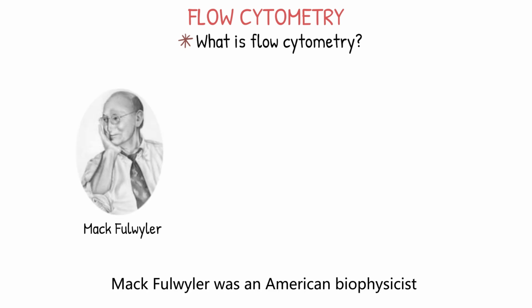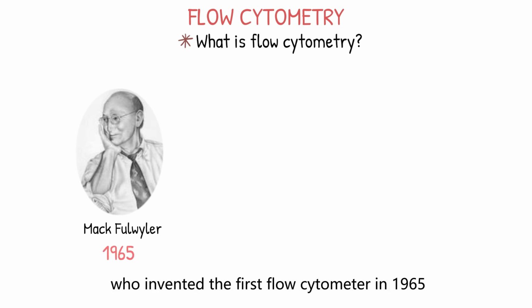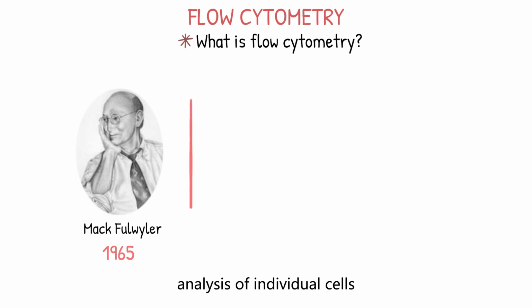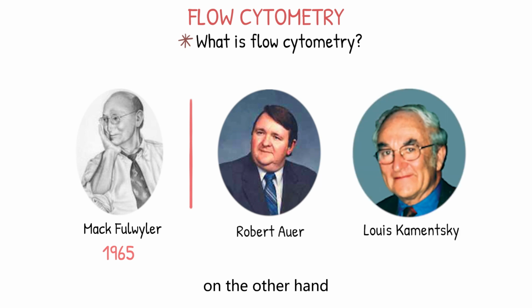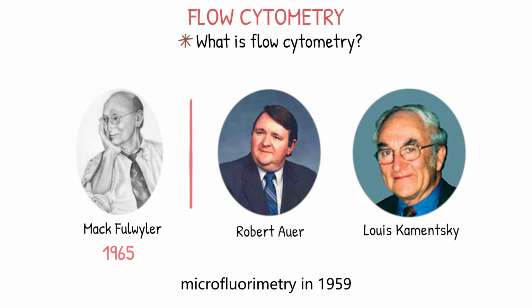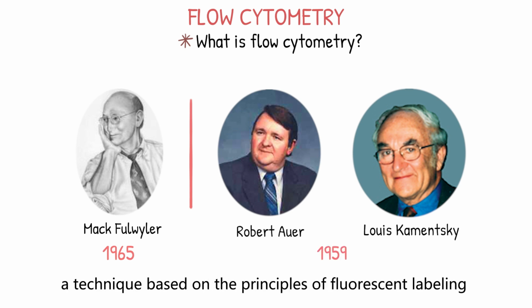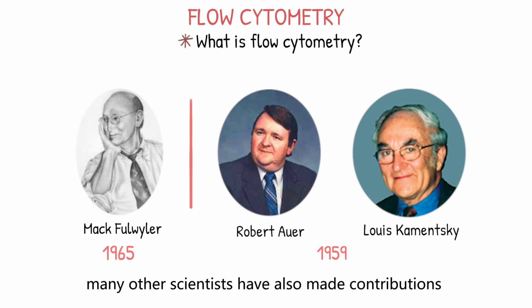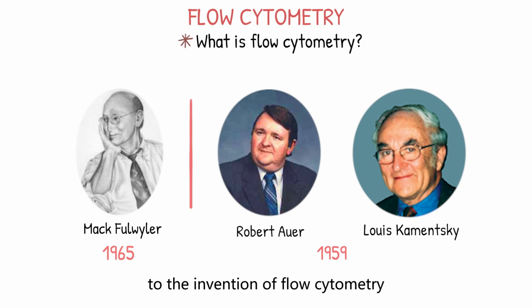Mack Fulwyler was an American biophysicist who invented the first flow cytometer in 1965. The instrument allowed for the rapid and accurate analysis of individual cells. Robert Auer and Louis Kamentsky, on the other hand, were two American biophysicists who together invented microfluorimetry in 1959, a technique based on the principles of fluorescent labeling and microscopic observation, which allows for the rapid and accurate analysis of individual cells. In addition to the above, many other scientists have also made contributions to the invention of flow cytometry.